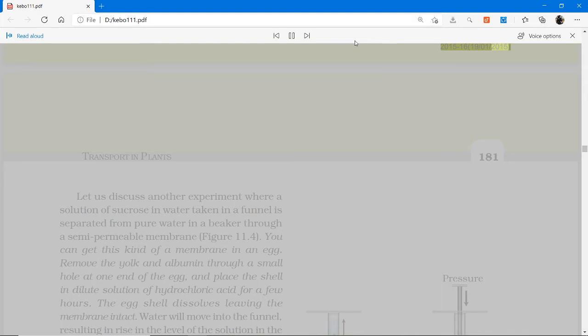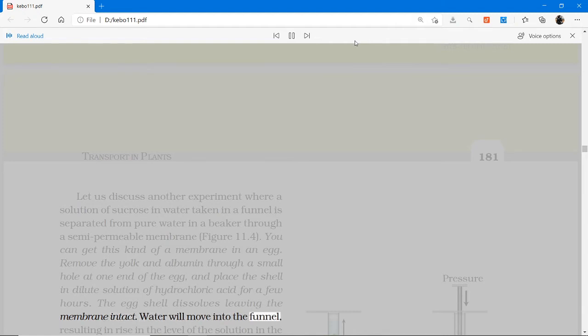Transport in plants. Let us discuss another experiment where a solution of sucrose in water taken in a funnel is separated from pure water in a beaker through a semi-permeable membrane, figure 11.4. You can get this kind of a membrane in an egg. Remove the yolk and albumin through a small hole at one end of the egg, and place the shell in dilute solution of hydrochloric acid for a few hours. The egg shell dissolves, leaving the membrane intact.